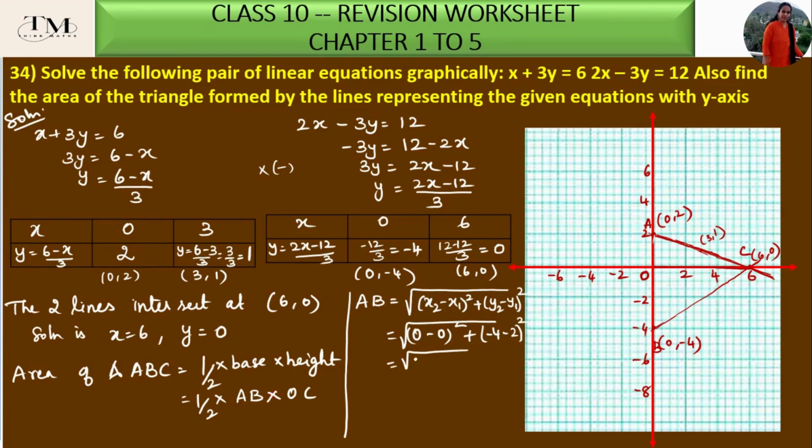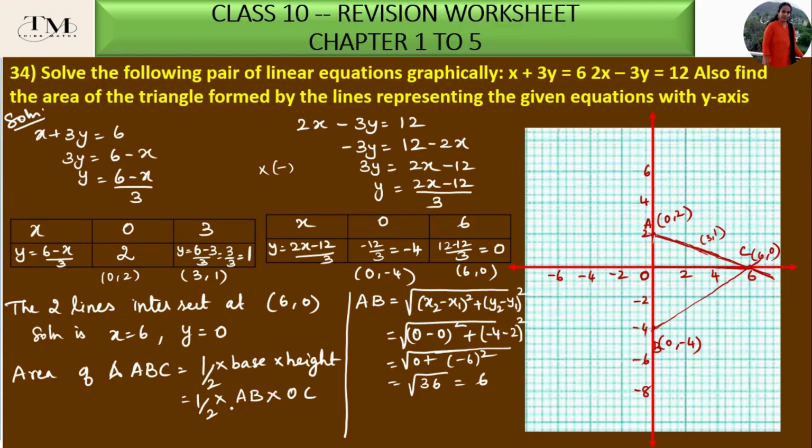So 0 minus 0 is 0, square is 0, plus minus 4 minus 2: both are negative, so put the negative sign and add the numbers. So minus 6 whole square. If you take the square of a negative, it becomes positive. So minus 6 whole square is 36. What is the square root of 36? The square root of 36 is 6. So AB is equal to 6.